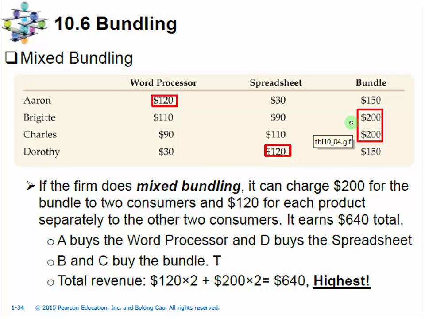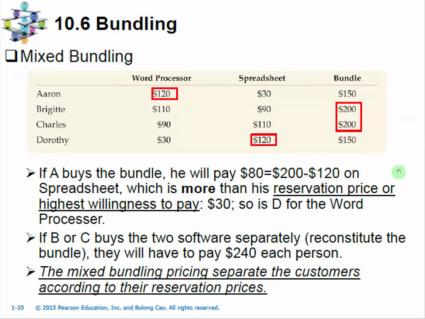Under mixed bundling, we sell 2 bundles, which give us $400, and 2 standalone softwares, which give us $240. The total revenue, or the producer surplus, is $640, which is even higher than the pure bundling $600 producer surplus. It is worthwhile for us to review the purchasing decisions by the customers again.